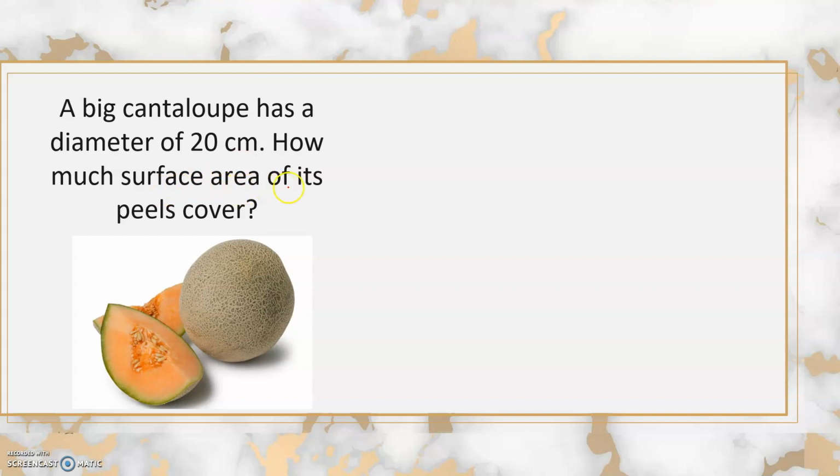How much surface area of its peels cover? So again, we are asked to find the surface area of this cantaloupe, which is a sphere in shape, and it has a diameter of 20 centimeters. The formula that we will use is 4 pi r squared. Again, we need the measure of the radius, but we're given the measure of the diameter. So for us to find the radius, we simply have to divide this one by 2. So the radius now is 10 centimeters.